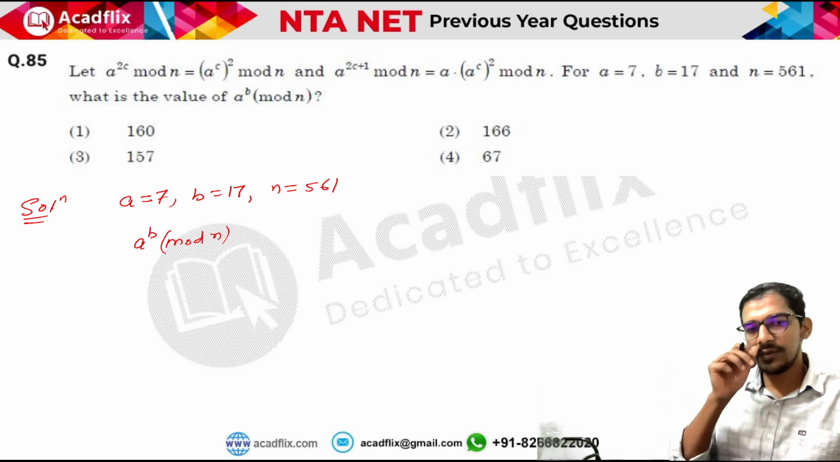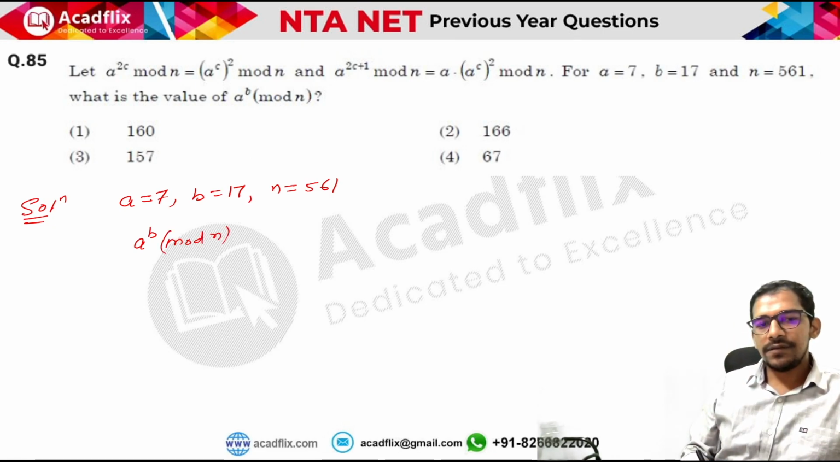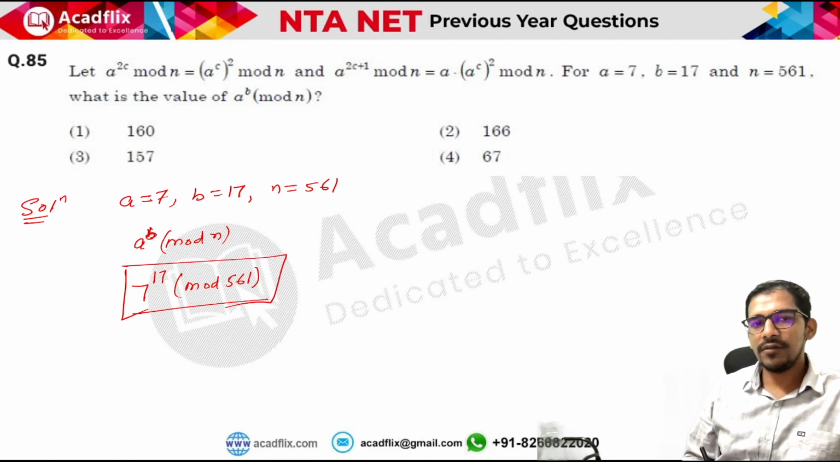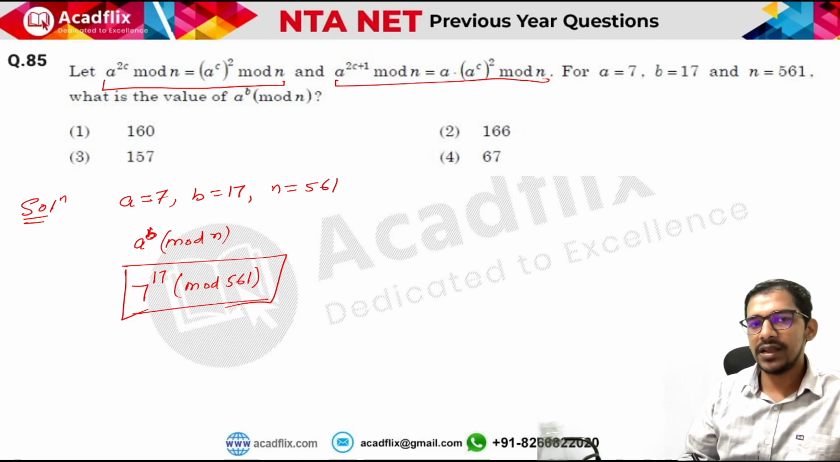Okay, so this is modular arithmetic. So the first way and the easiest way is you can multiply 7 17 times because it's a to the power b, and then you can divide by 561, and whatever remainder you get will be your answer. Okay, so that is the first way, but it will take lots of time. The second method of solving this question is using this information. This method will also take a lot of time. You will be confused. This information is given only to confuse you, so that you keep dividing 7 to the power 17 like this, and you will be stuck.